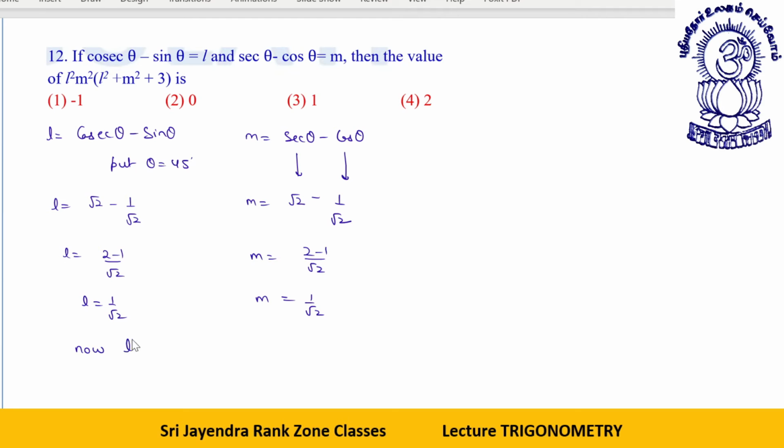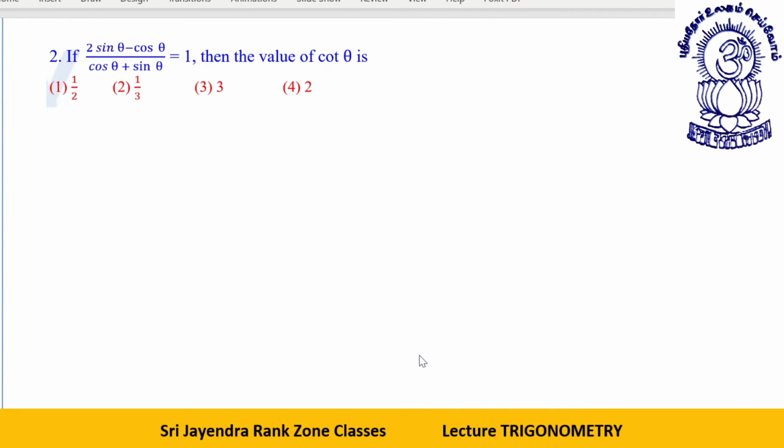Now, L square M square upon L square plus M square plus 3. That will be what? L will be 1 by root 2, M will be 1 by root 2. L square will be 1 by 2, M square will be 1 by 2, plus 3. This gives you 1 by 4 into 1 plus 3. This becomes nothing but 1. Which is the option? Option number 3 is your answer.